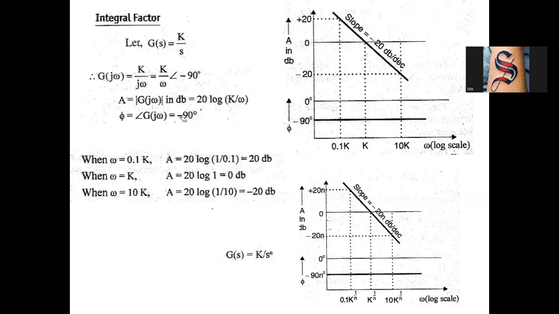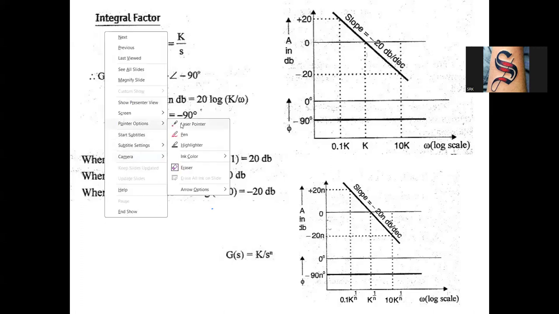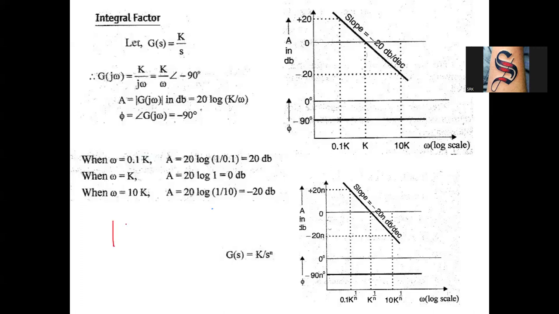So you can multiply this magnitude and phase angle by n only. The corresponding slope becomes minus 20 into n decibels per decade, and the phase angle is minus 90 into n. For example, if you have k by s square, how many times? Two times.